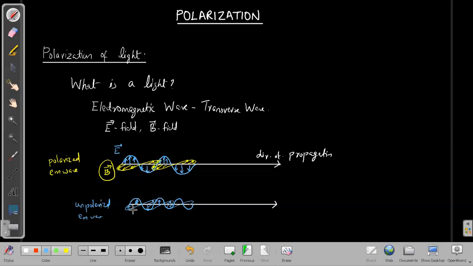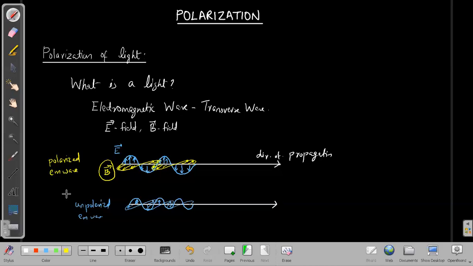Now, obviously, there will be corresponding magnetic fields. I have not drawn them now, because if drawn, it will be full of confusion. So for the time being, I am not drawing it here. This is just a picture of a polarized and an unpolarized electromagnetic wave, and light is nothing but an electromagnetic wave. Now, how to convert an unpolarized electromagnetic wave into a polarized electromagnetic wave?